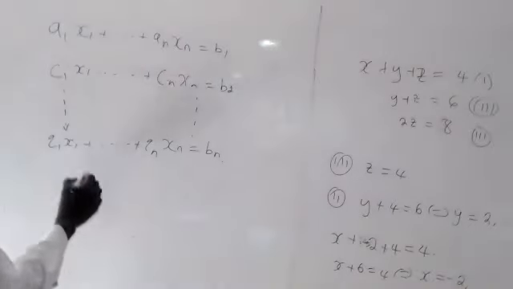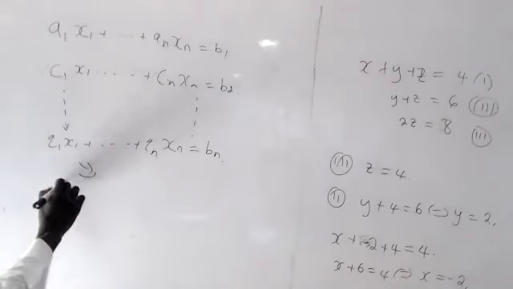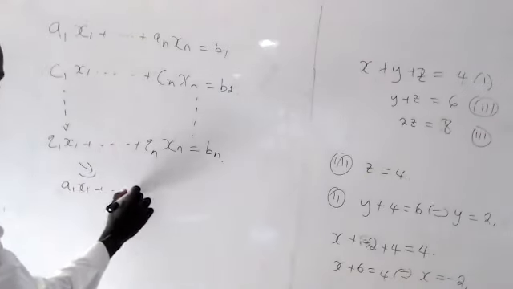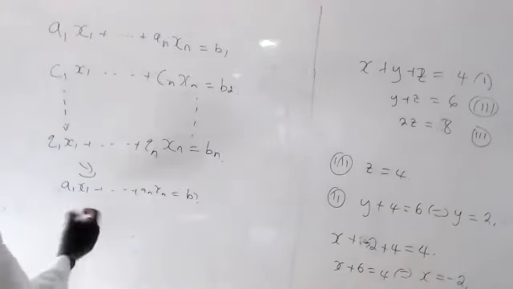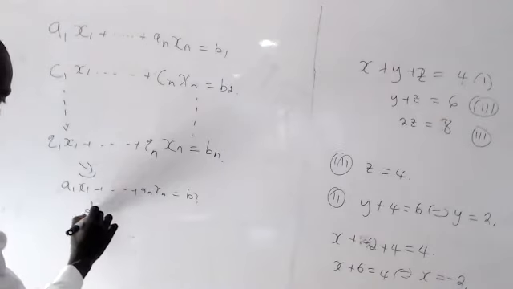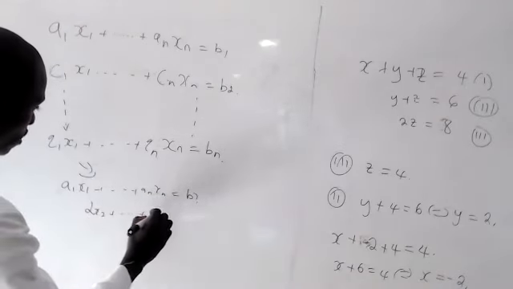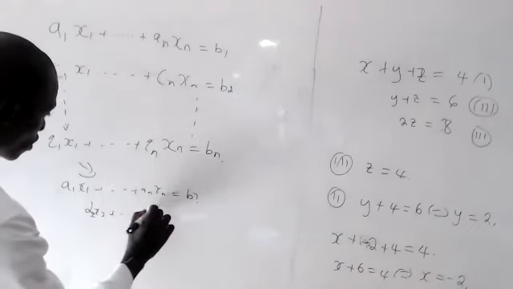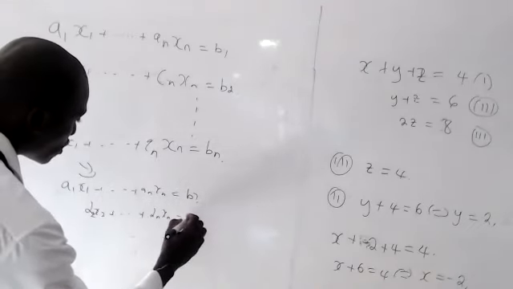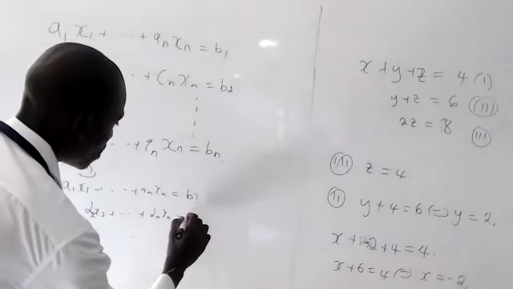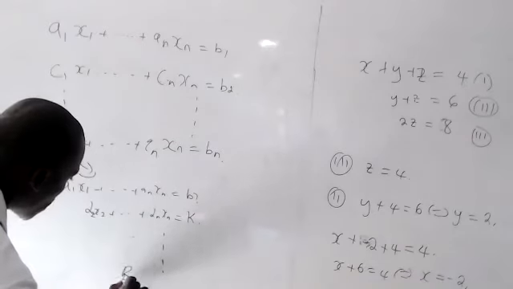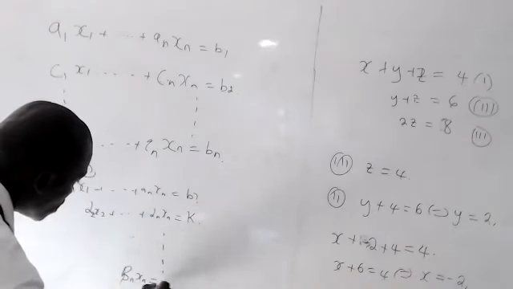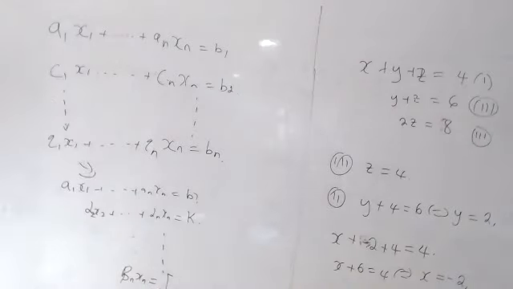So what the computer will do is change this system. The first will just maintain A1 up to AN, XN is B1. Then the second one, I will have something like alpha 2 X2 plus up to alpha N XN is, maybe now instead of B, some K, all the way to the last one, maybe beta N XN is equal to some gamma. So this is called a triangular system.